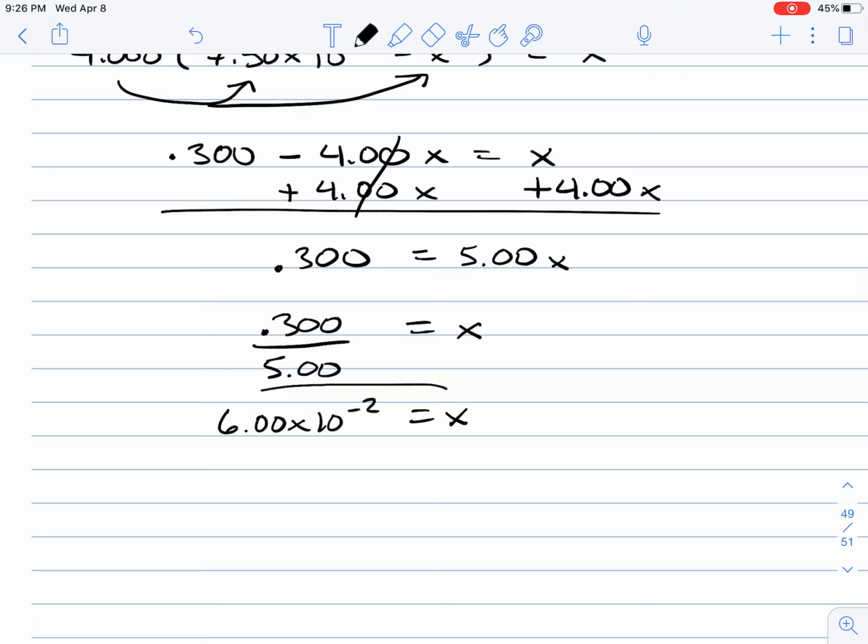All right, so now that I have my value for x, I'm going to plug this into my ICE table.